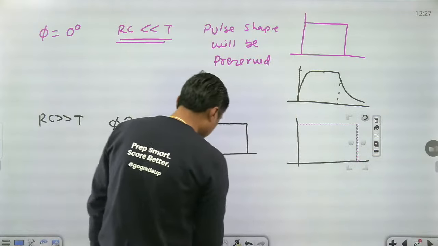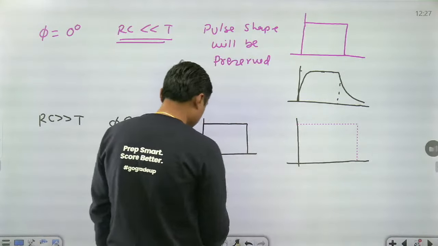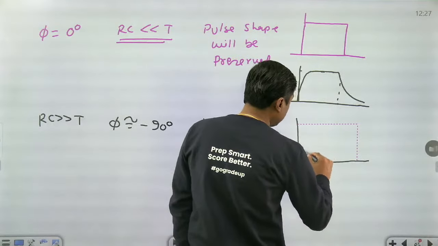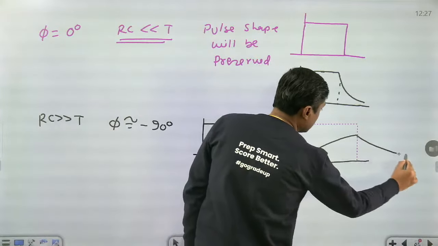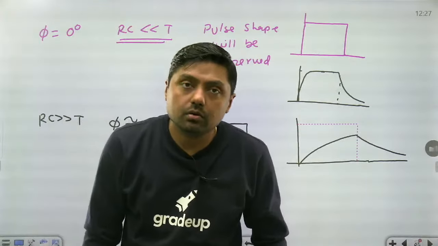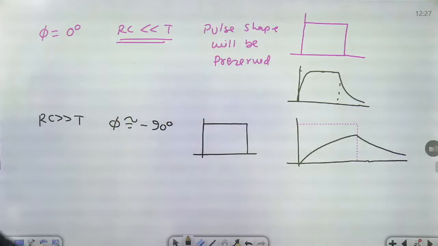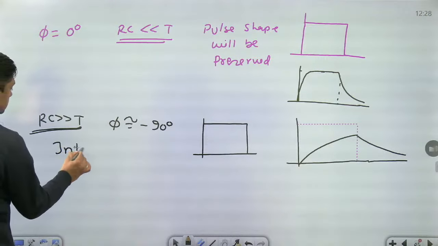Yes, this will be the input, and then what will be the output? Like this. And that is an approximated triangular wave. Okay, so this will be the case when RC is very high. Then next one. So this is an integrator.